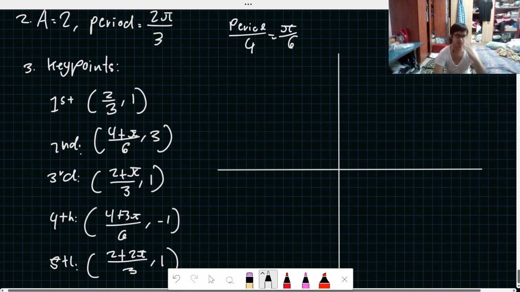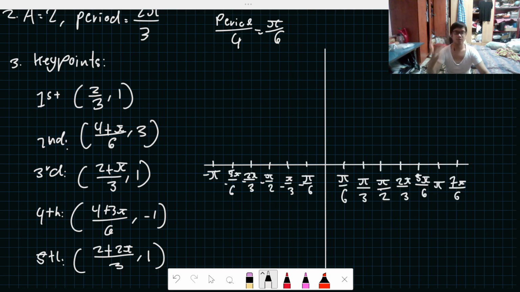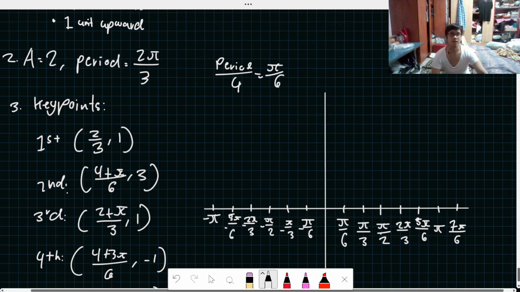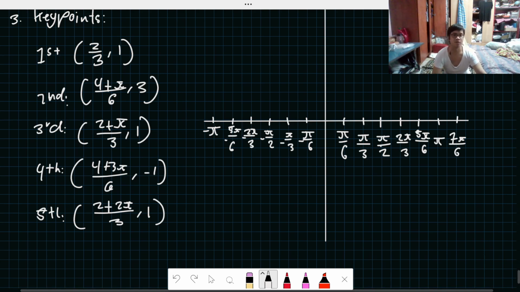Then let me put first the integers. So give me a sec. All right. So I already put all the integers for your x value, for the x-axis. If you're wondering how I got this, it is because of pi all over 6. Just simply continuously and consecutively add pi all over 6.